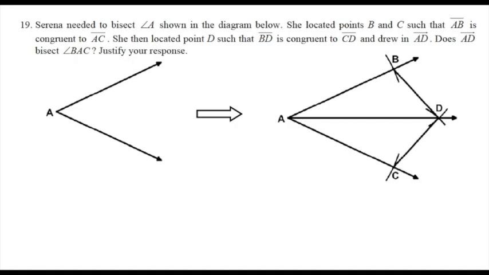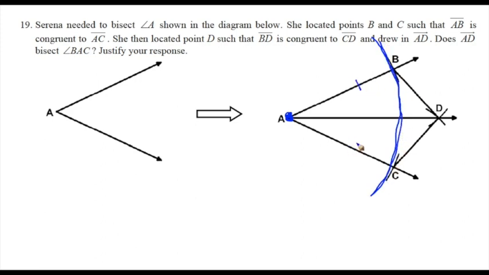Problem 19, we already have a construction drawn out for us, and we just have to be able to understand what's going on. So Serena needed to bisect angle A over here, shown in the diagram. So she located points B and C, as you see here, such that AB is congruent to AC. So what that means is she put a compass on the paper. You could see her needle went here, and she drew an arc that went around like this. I'm a little off, but you know what I'm saying.